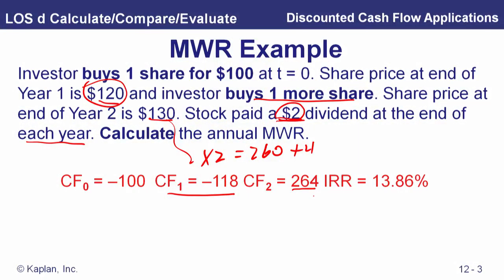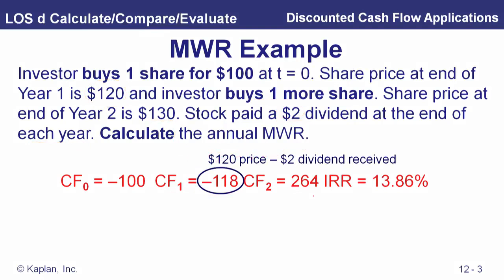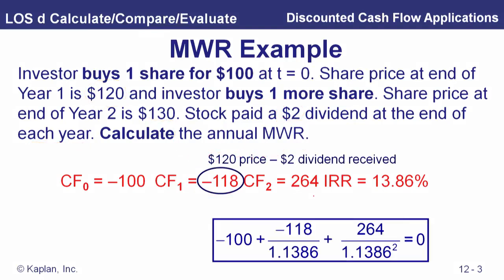And then compute the IRR, 13.86%. Now we've used annual cash flows, so that's an annual internal rate of return. So there it is officially, the $120 price minus the $2 dividend. And then we had 2 times 130 plus $4 in dividend. So remember, the internal rate of return makes the present value equal 0, and that's what we're showing there. But you have to solve it with your financial calculator.